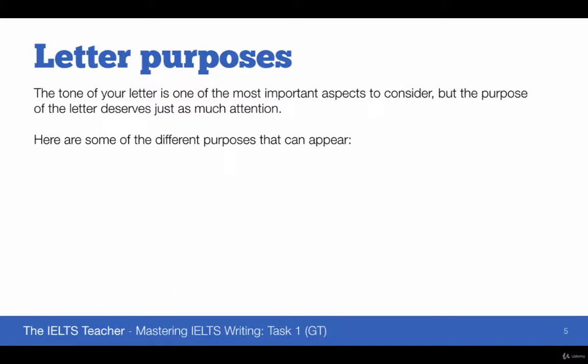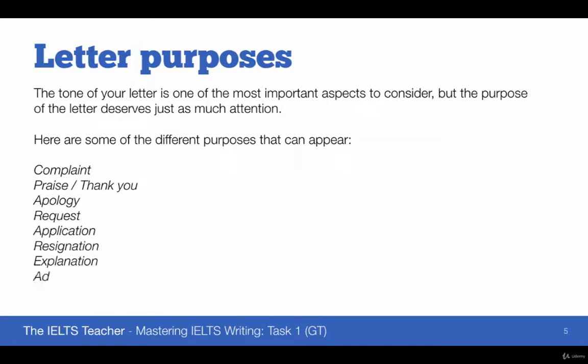So here are just some of the different purposes that can appear when writing letters. We can write letters of complaint, praise or thank you, apology, request, application, resignation, explanation, advice, and also invitations and arrangements. Now some tasks might even have an element of 2 or even 3 of these purposes, and maybe there are some purposes that I've missed here as well, but the important thing is just to identify what the purpose is in your letter. So, and we'll be looking at this later, in your first sentence you can clearly identify that purpose and you can clearly state the purpose of your letter.